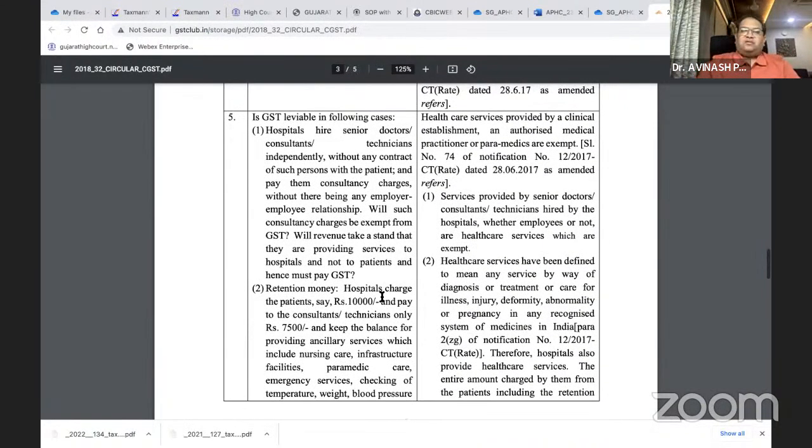Next, is GST leviable in following cases? See friends, let me just interrupt. The purpose of discussing these circulars is that we are supposed to revise all these circulars which we have already read. But these are circulars which were issued long back in 2018. Now 5 years have lapsed.